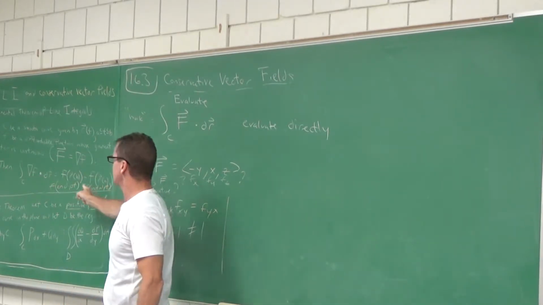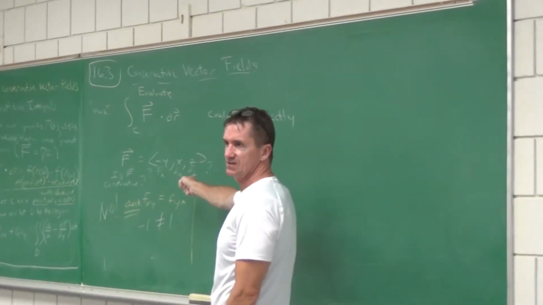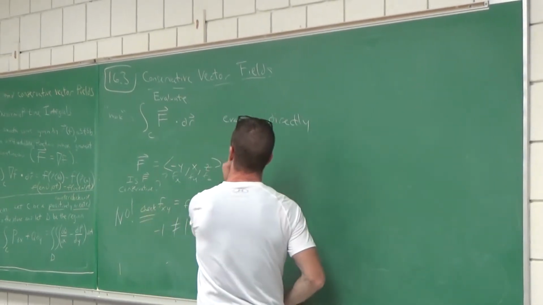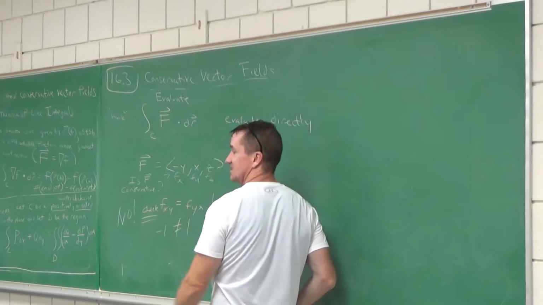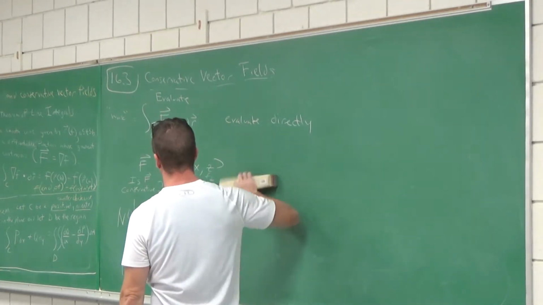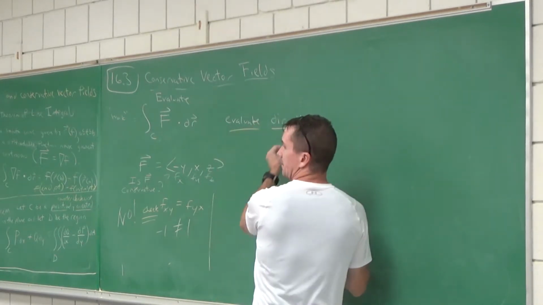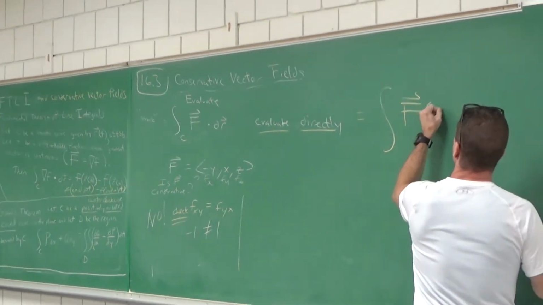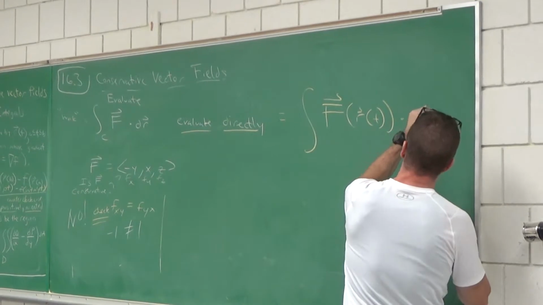So can I do this? No. That's not going to work this time. So I got to do this directly because this vector field is not what? It's not conservative. Can I write this? Look, can I do this? No, you can't. The function doesn't exist. So, what's the path we got? We're just going to do this directly. That means I'm going to do F of r(t) dot r prime of t.